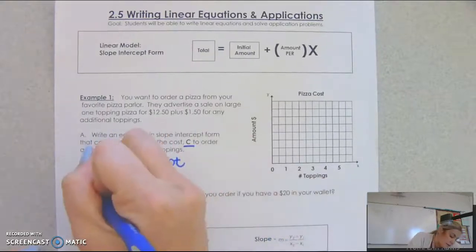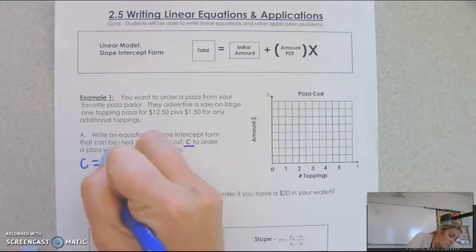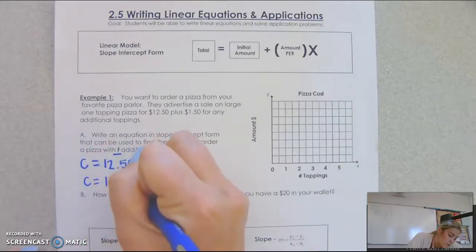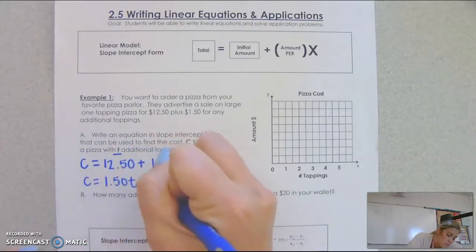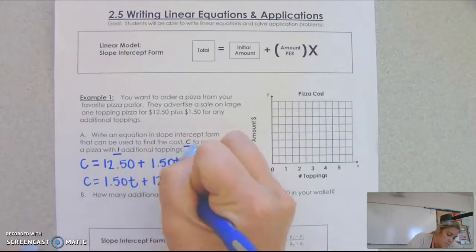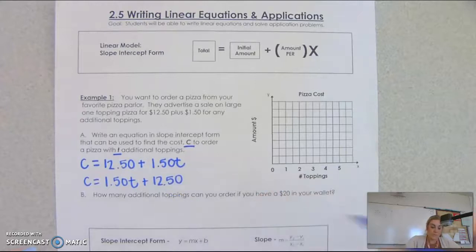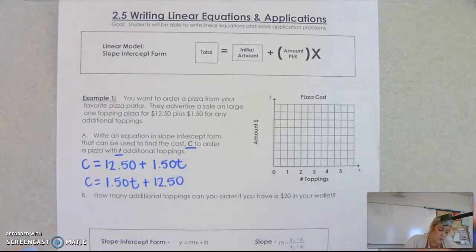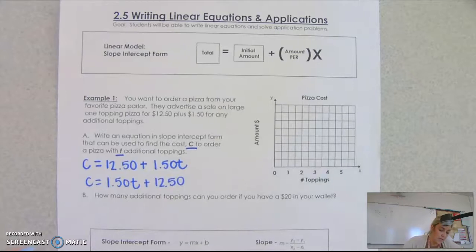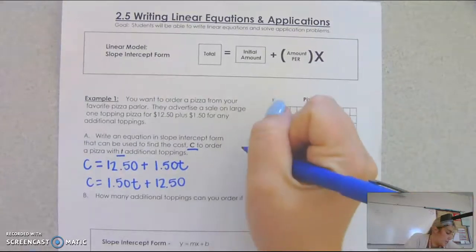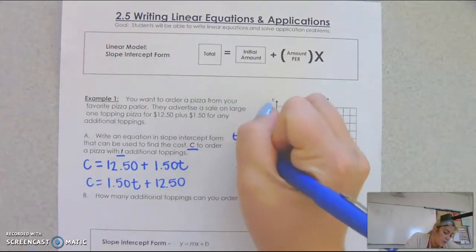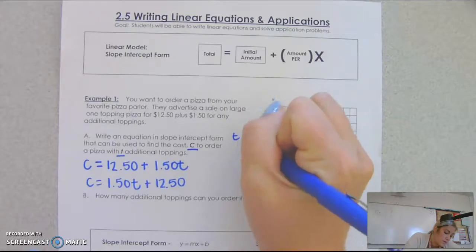That can also be written like this. This is more what slope-intercept form looks like. So that right there is our equation. It also wants us to graph, and it asks us how many additional toppings can you order if you have $20 in your wallet. So if we graphed, we're going to call this T to C.